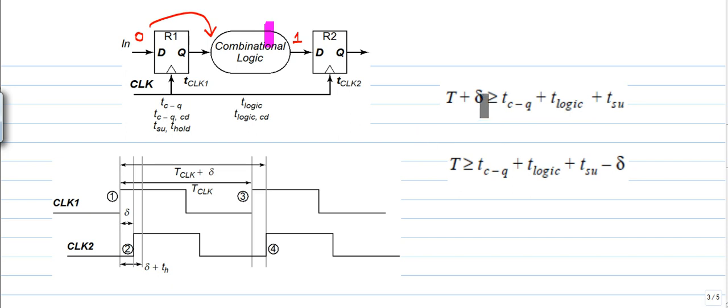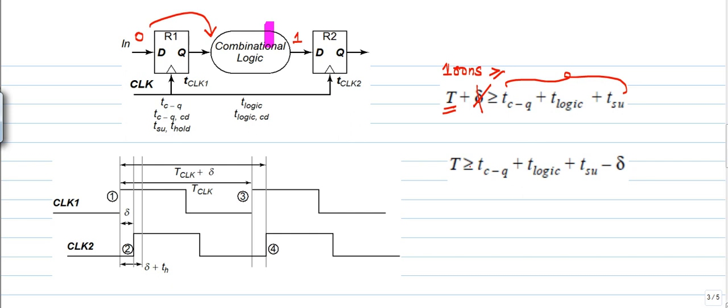Let's forget about this delta in this equation. Then the total time period is equal to the sum of three things: TCQ, T logic and T setup time. Let's consider this T is equal to 100 nanoseconds. The addition of these three times gives 100 nanoseconds.